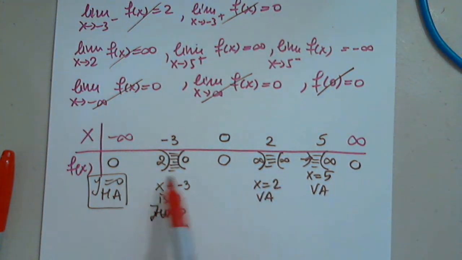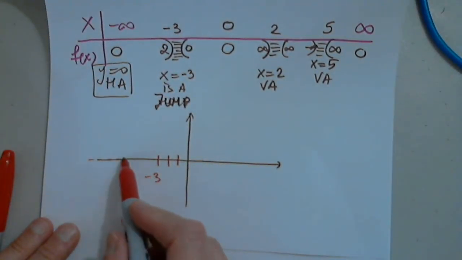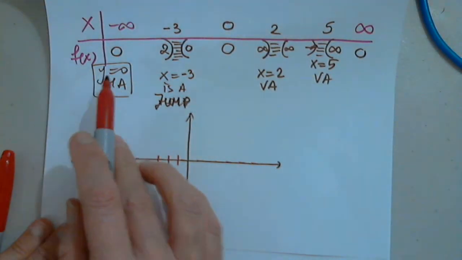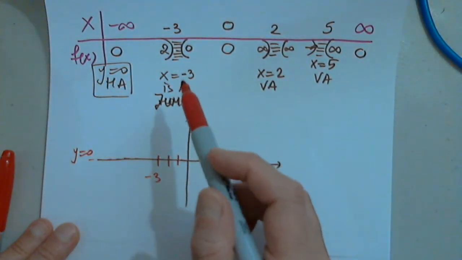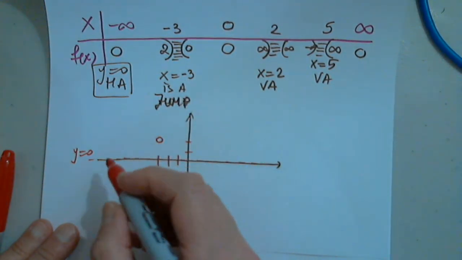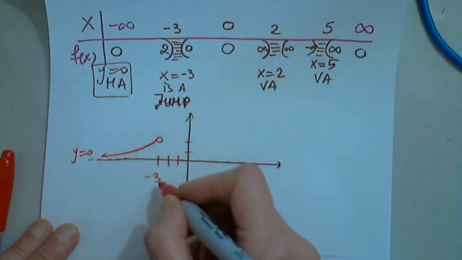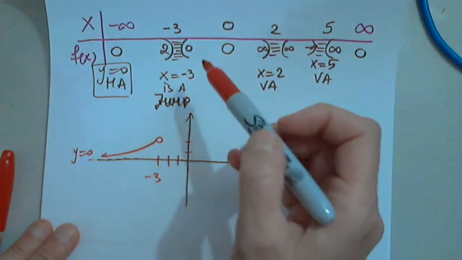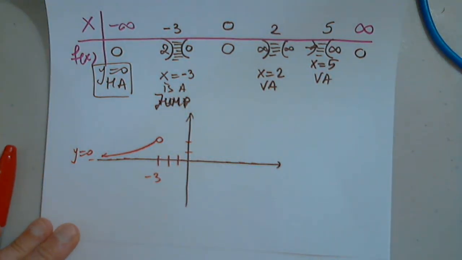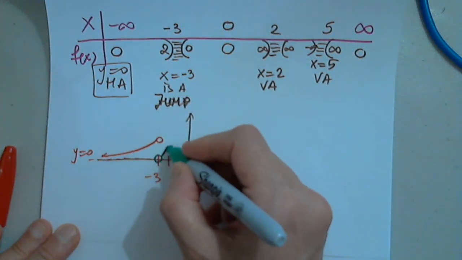So first, this is overkill. I shouldn't be doing this again, because this is the x-axis, y equals 0, the horizontal asymptote that I'm talking about. At -3 from the left is 2, which means an open point coming from the horizontal asymptote. At -3 from the right is 0. It could be a constant, one piece, but I'm going to do it like this. You can do whatever you want.